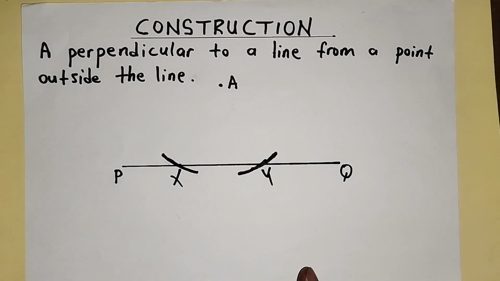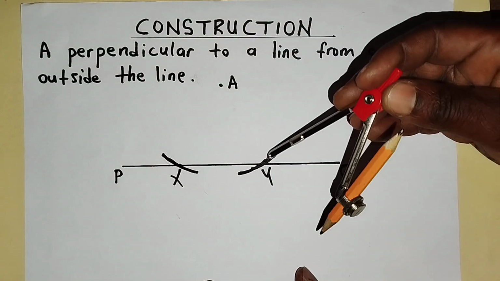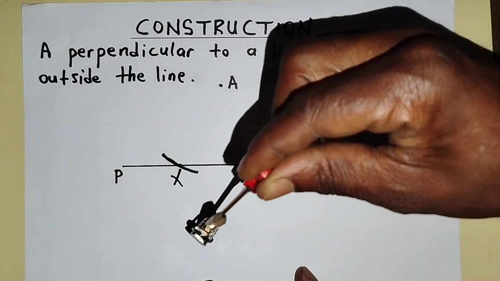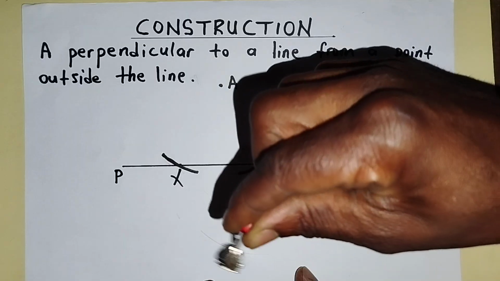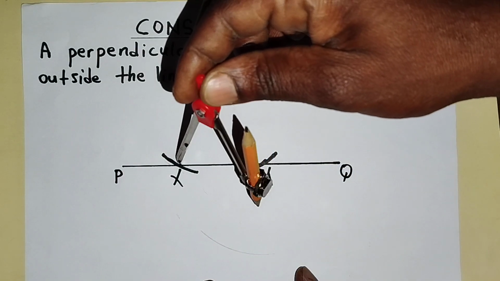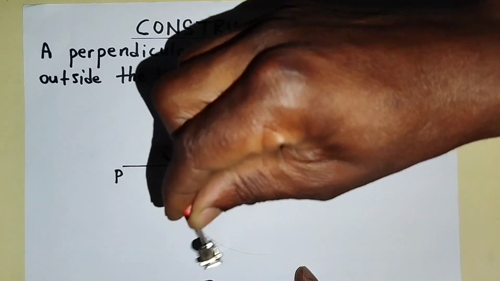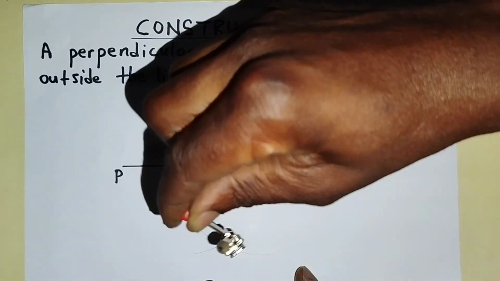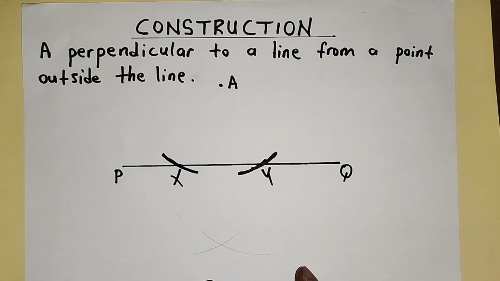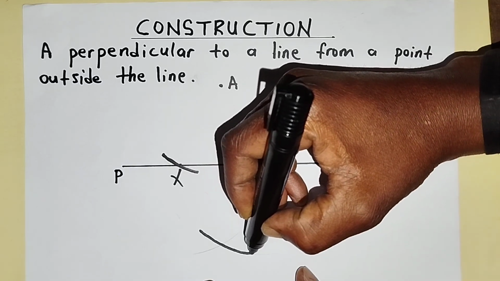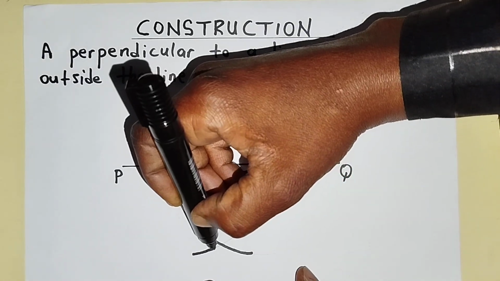And then now, using points X and Y as my new centers, I'll draw another arc here without changing the radius. Choosing X as my center, I'll draw another arc which cuts the previous arc. Let me just enhance this pencil line so that you can see it. Right, another arc here.